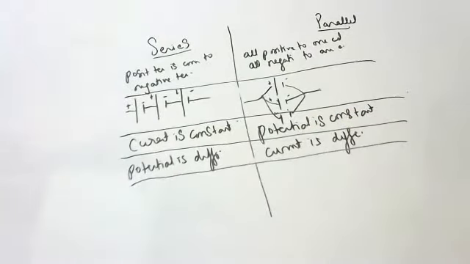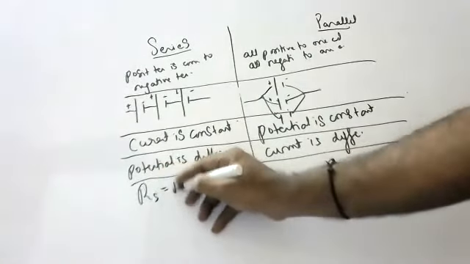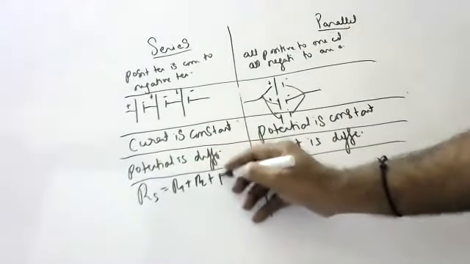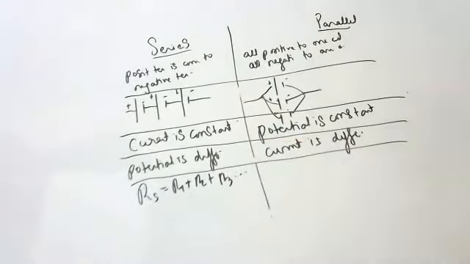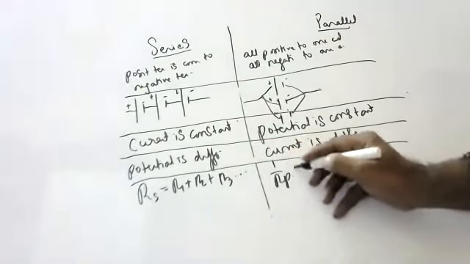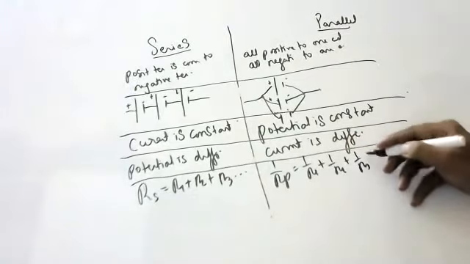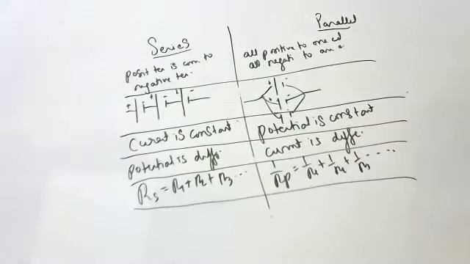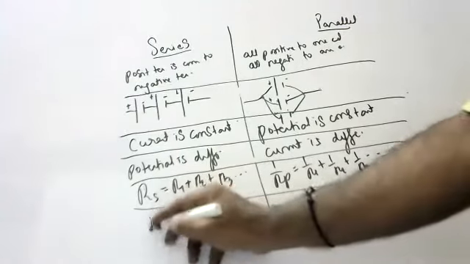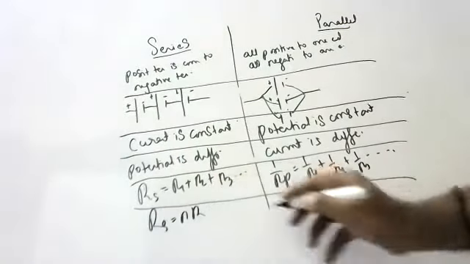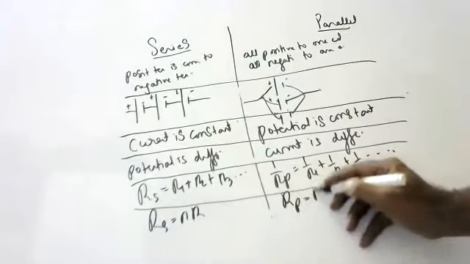Okay. And the series formula is Rs is equal to R1 plus R2 plus R3, and so on. And the parallel formula is 1 by Rp is equal to 1 by R1 plus 1 by R2 plus 1 by R3 and so on. If all the resistors are the same, the formula is Rs is equal to nR and here Rp is equal to R by n.